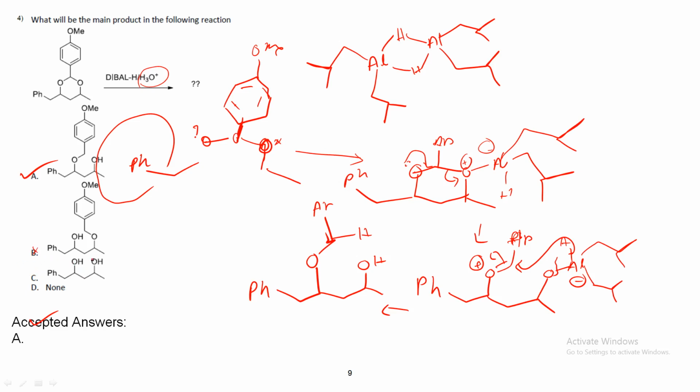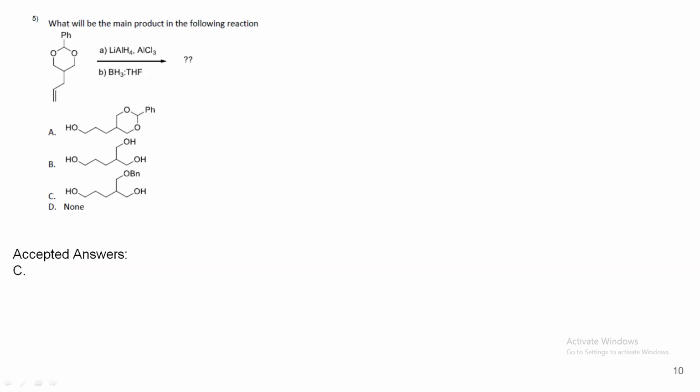Here you can see both are deprotected, but this particular one is PMB protection. So if we want to do that, what we'll be needing is HBr kind of strong acid, or we should be using palladium charcoal hydrogenation. So any of these conditions can do the PMB deprotection, but here the condition is only H3O plus and dibalate. So both deprotection is not possible and none is okay. So that's how A would be the right answer.